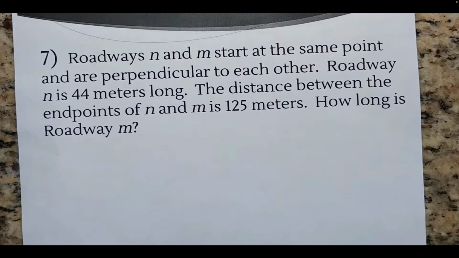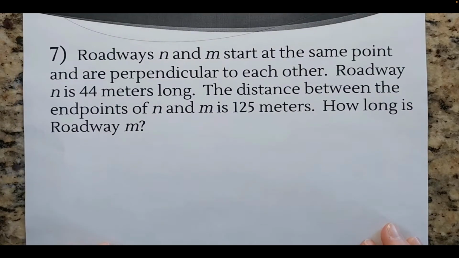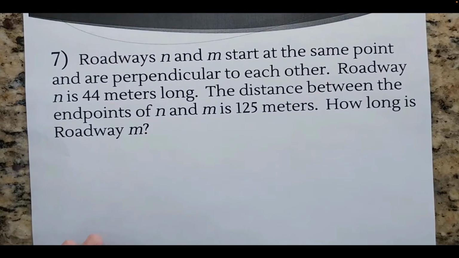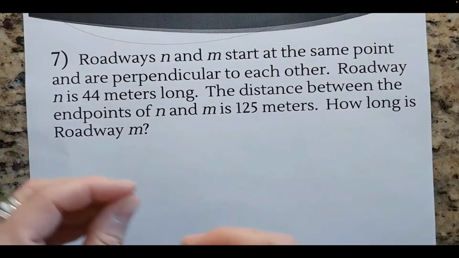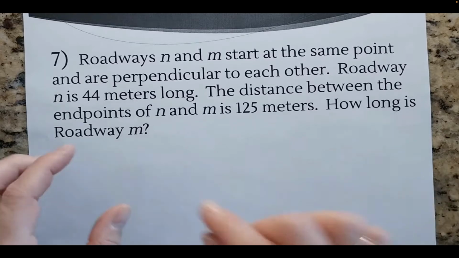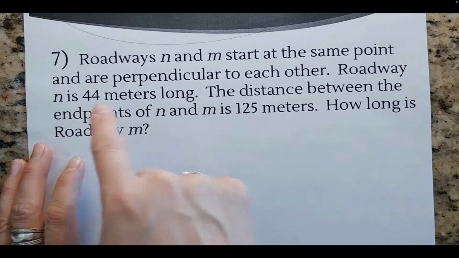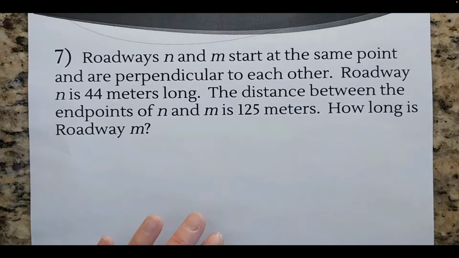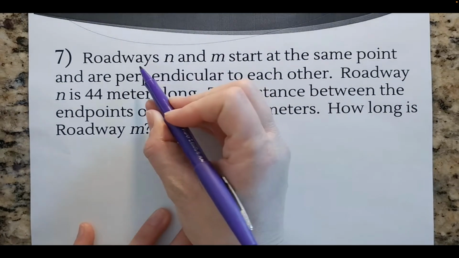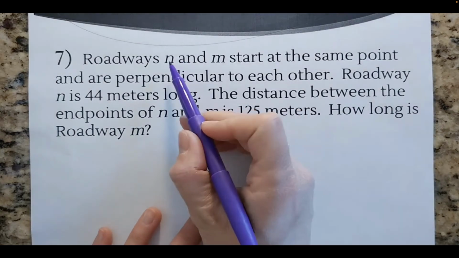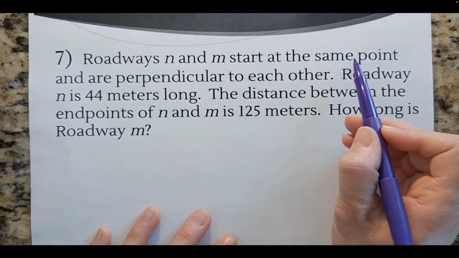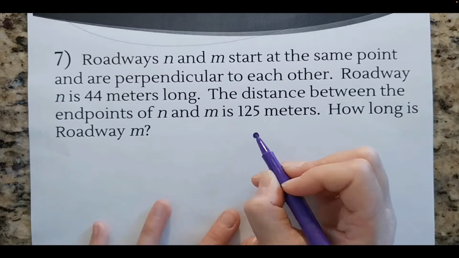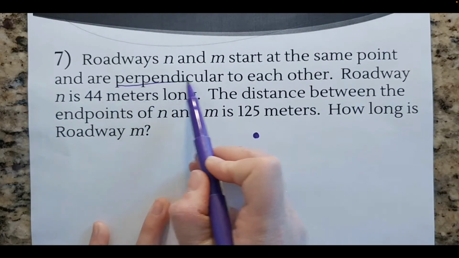Now notice that we have no picture. When you get to a problem like this and there isn't a picture, you need to create one so that you have something to look at and start labeling some of these parts. Then we can figure out how to solve it. So let's start at the beginning here where it says roadways. So we have like a road. Roadways N and M start at the same point. So here's the point. I'm just going to make a point. This is important. They're perpendicular to each other.